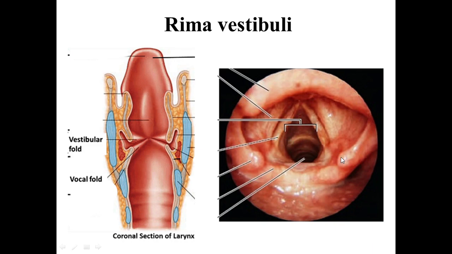Now in this picture, this is again endoscopic view, superior view. Here these are the vestibular folds. These two are the vestibular folds. So the space between the vestibular folds is called as rima vestibuli.